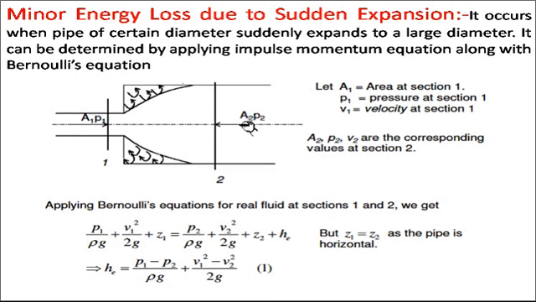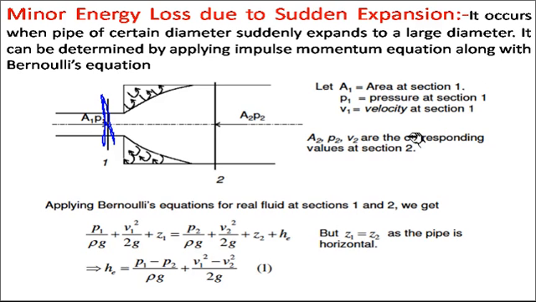Now, minor energy loss due to sudden expansion. What does sudden expansion mean? It occurs when a pipe of certain diameter suddenly expands to a larger diameter. This smaller diameter pipe expands to a larger diameter pipe, therefore a minor loss occurs. This minor loss due to the sudden expansion can be determined by applying the impulse momentum equation along with Bernoulli's equation.